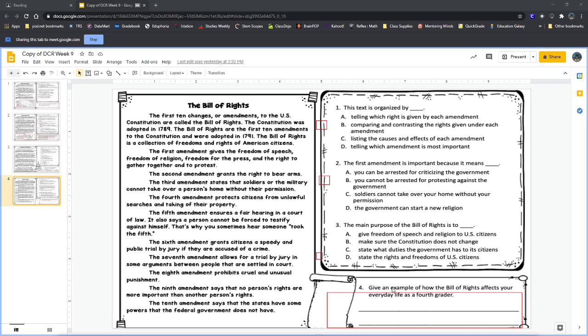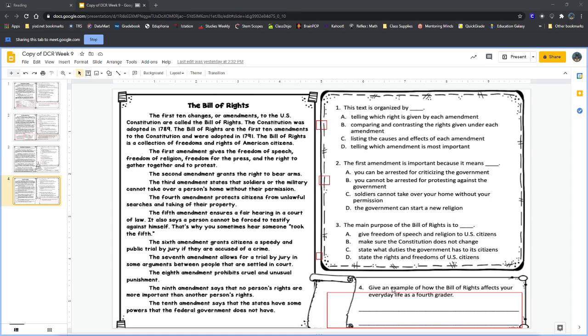The Ninth Amendment says that no person's rights are more important than another person's rights. So just because Messiah has rights, like the right to growing a tree in his yard, doesn't mean that Nakai doesn't have rights, like he doesn't want leaves all over his front yard. He wants it to be clean. So your rights can't get in the way of someone else's rights.